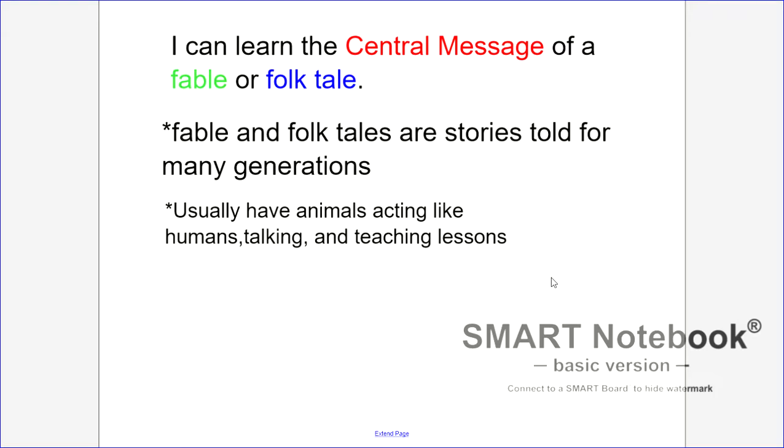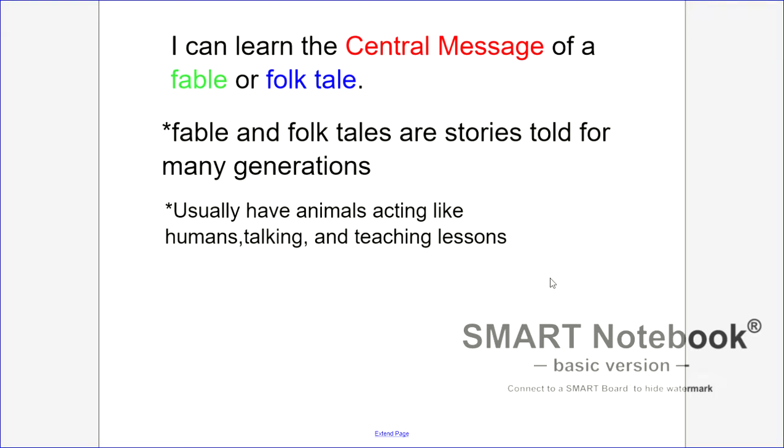We remember from yesterday that fables and folktales are stories that have been told for many generations. We also know that there can be many different versions of a folktale since they weren't originally written down. They were memorized by the older people in the community and then told to the younger generations.